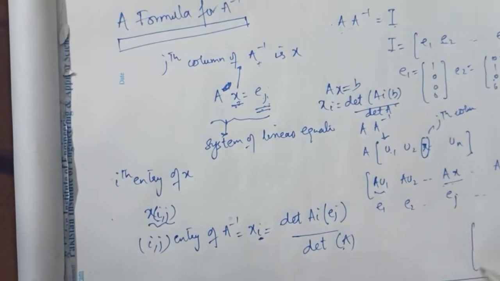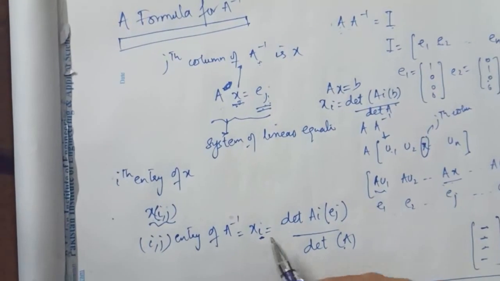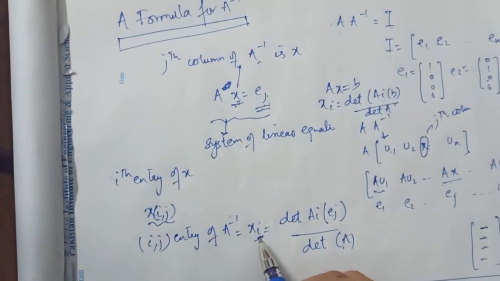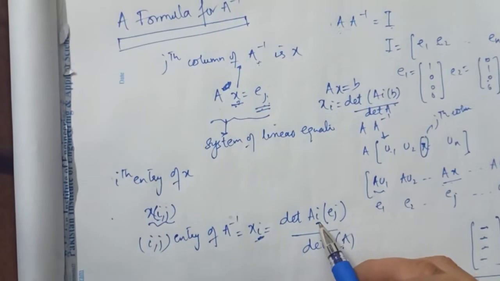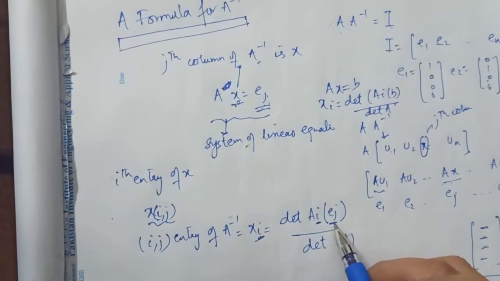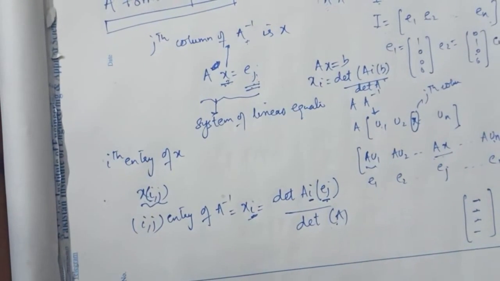So this is the column here. So this is first entry, second entry, third entry, fourth entry. So the ith entry of that, I have to replace the ith column of A with the jth identity matrix column. Okay, now it has to be divided by the determinant of A, right?